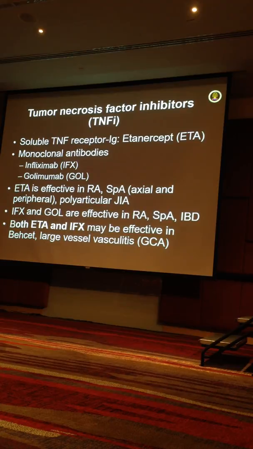For the TNF inhibitors, in Thailand we have only 3 TNF inhibitors: etanercept, which is the soluble TNF receptor fusion protein, and the 2 monoclonal antibodies, infliximab and golimumab. Etanercept is effective in rheumatoid arthritis, spondyloarthritis, and polyarticular JIA. Both monoclonal antibodies are used in rheumatoid arthritis, spondyloarthritis, and inflammatory bowel diseases, and both are effective in Behçet's and giant cell arteritis.